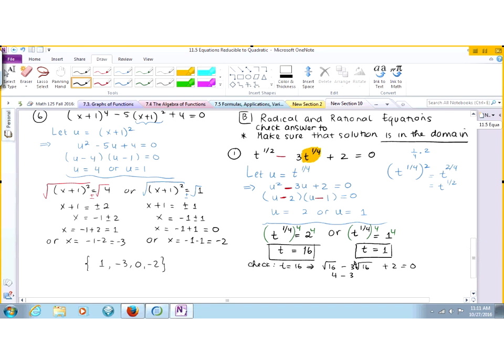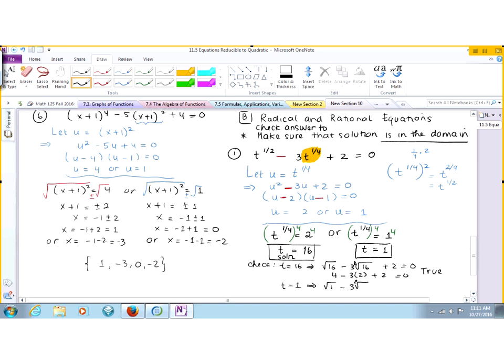What is square root of 16? 4. Minus 3. What is the 4th root of 16? 2. Yes. So 4 minus 6 plus 2 is 0. Is this true? True. So this is a solution. Yeah. Now t is equal to 1.